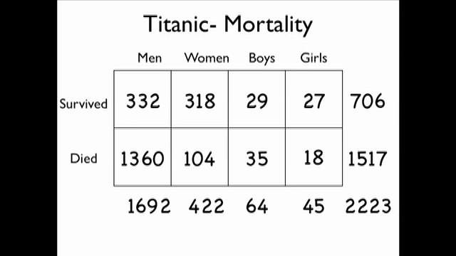This table represents the mortality rate of passengers who boarded the Titanic. We're going to learn how to read this table. Notice the first row is labeled survived. The second row is labeled died. The first column is labeled men. The second column is labeled women. The third is labeled boys, and the fourth is labeled girls. Various sexes and age groups, women, girls, men, boys, both survived and died.